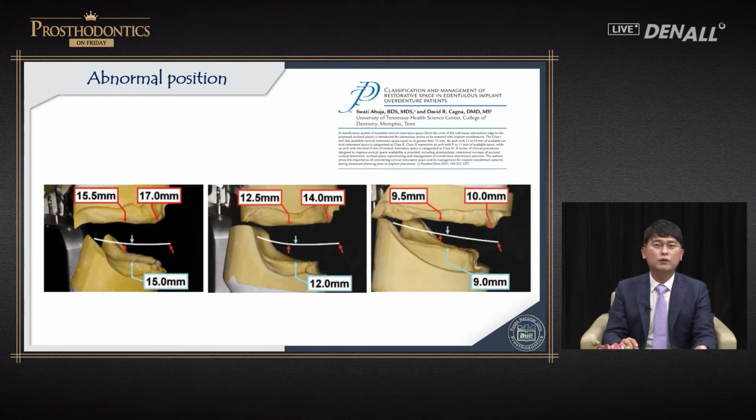This is a famous paper. It talks about vertical bone defects of 15 millimeters or more. It says a fixed prosthesis should not be chosen. For 12.5 millimeters, you need to think more, and for 9.5, you can do it. In the third picture, vertically it's 9.5 millimeters.